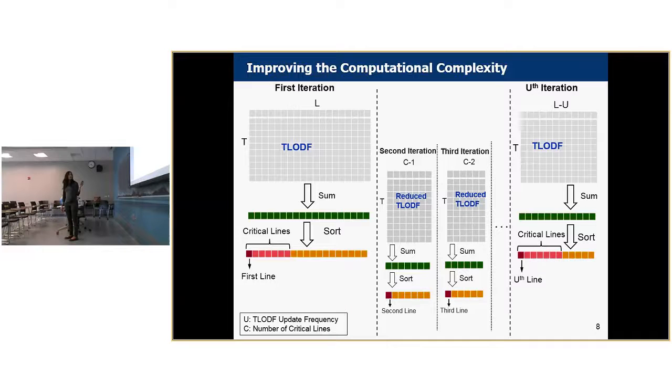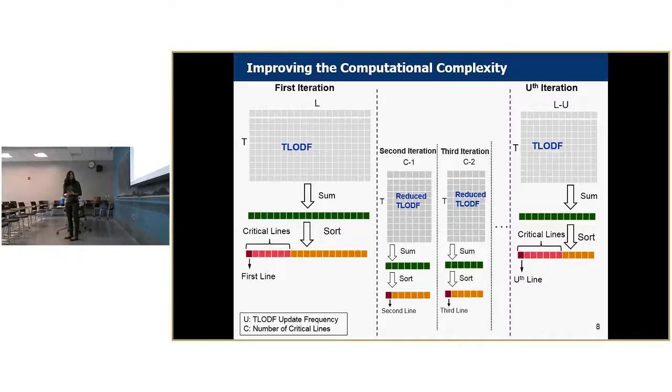But another thing that you do is that you look at the first, say 5% of the lines in the sorted list, and you take them as your critical lines. So in the next iterations, you only focus on the critical lines. For example, in the second iteration, you calculate the TLODF only for that 5% of the lines. So the computation is much less this time. And then you select the best line among the critical lines.